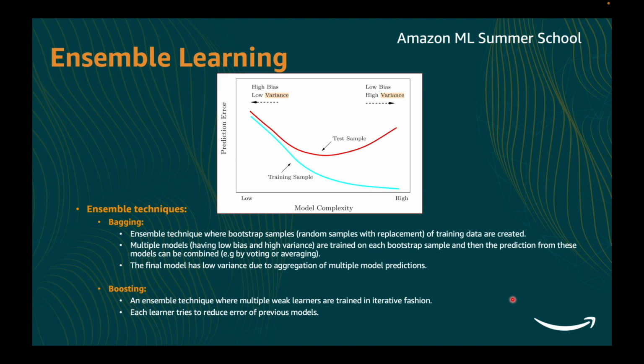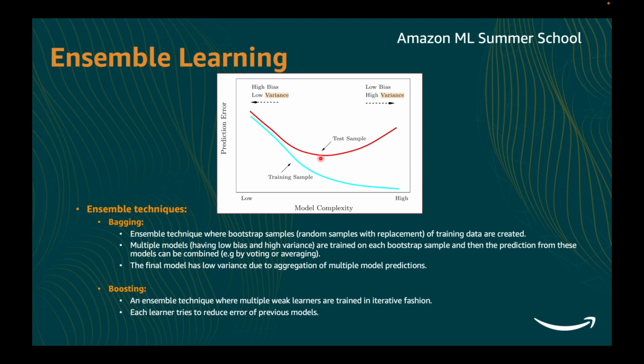And if you remember from the bias-variance trade-off diagram that you had seen earlier, you want both low variance and low bias, and that will give you a very good accurate prediction, which has both low training error and low test error. So what are the different techniques which are used to ensemble decision trees? We'll discuss two of them in this particular module.